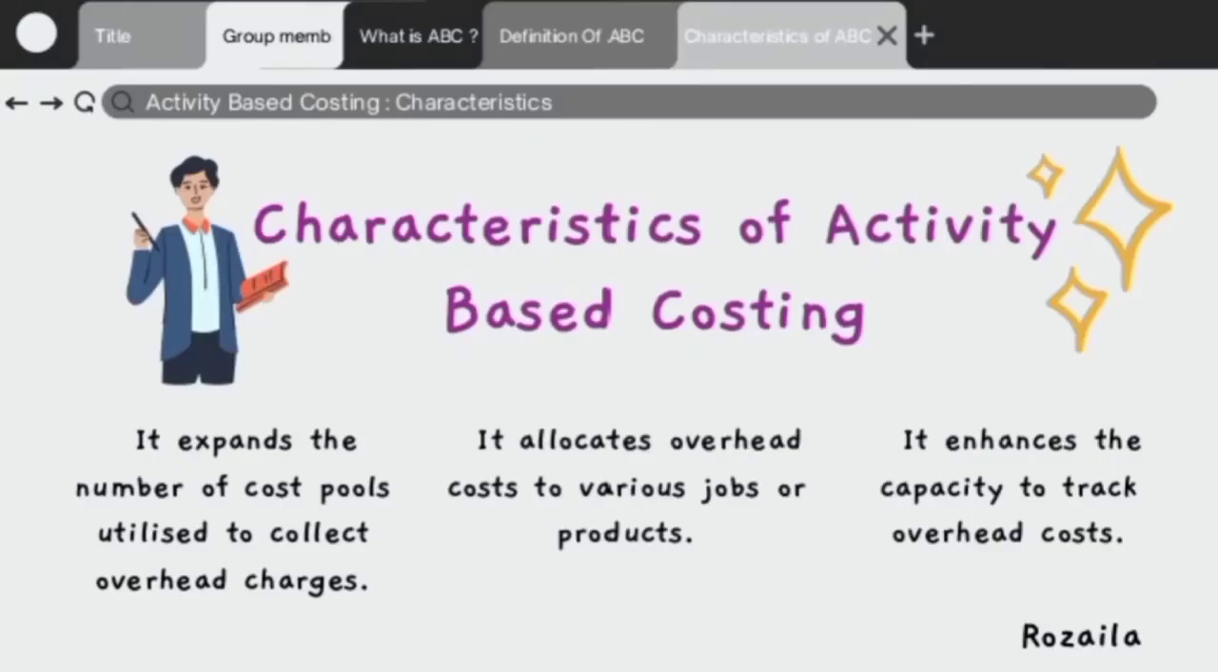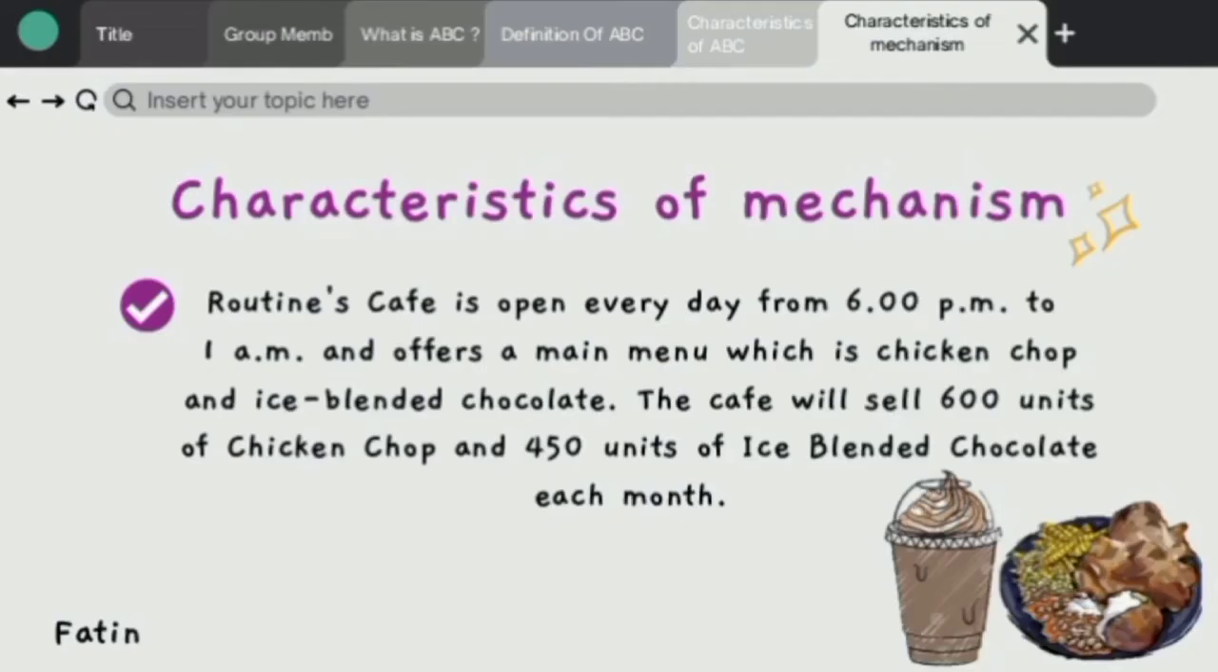Next, I will continue with the characteristics of activity-based costing. There are three characteristics. The first one is it expands the number of cost pools utilized to collect overhead charges. The second one is it allocates overhead costs to various jobs or products. And the third one is it enhances the capacity to track overhead costs.